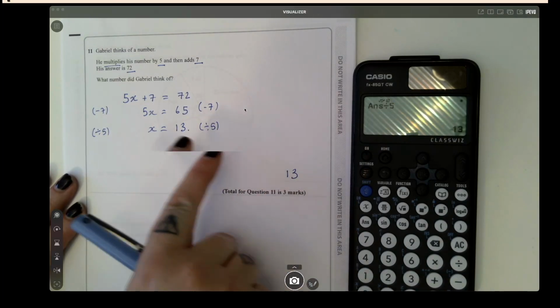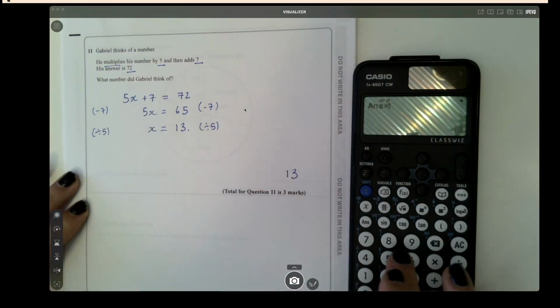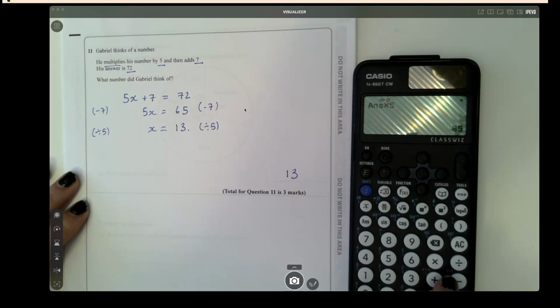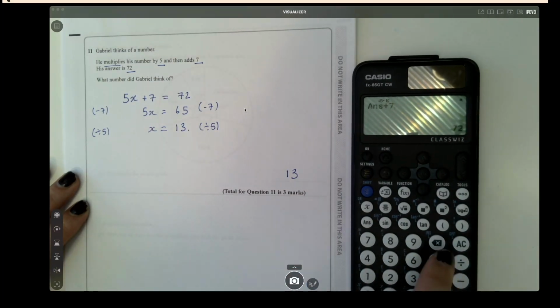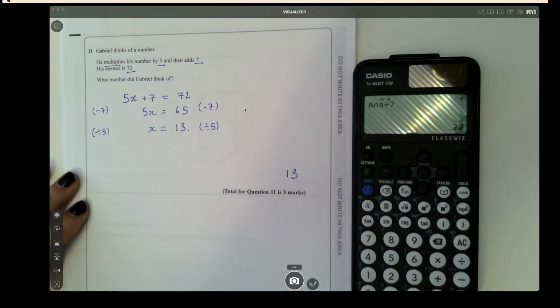You can double check that, you can put it back in. So 13 multiplied by 5, and then add 7. Yep, that gives us 72.